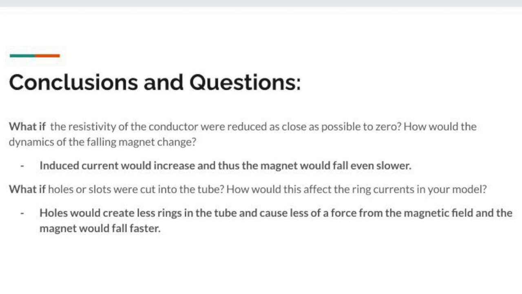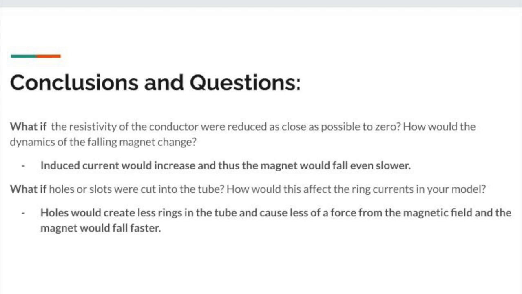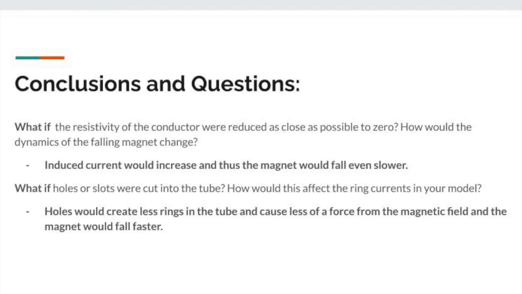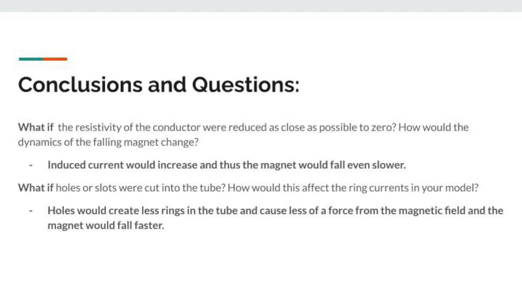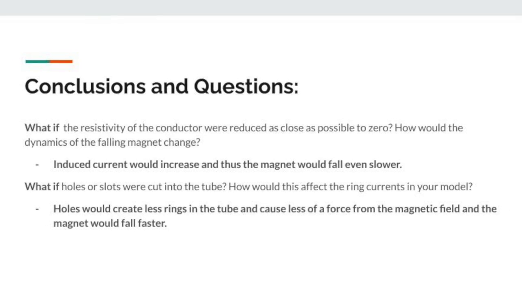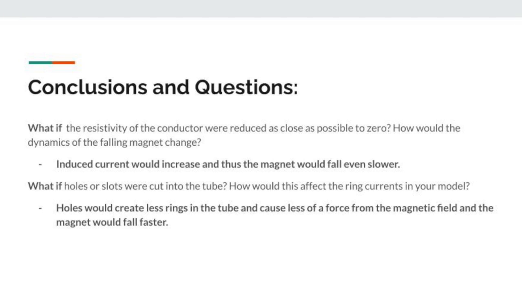To conclude, I'll be answering the what if questions given in the lab. So if the resistivity of the conductor were reduced as close as possible to zero, the dynamics of the falling magnet would change in that it would fall slower due to the increase in induced current.